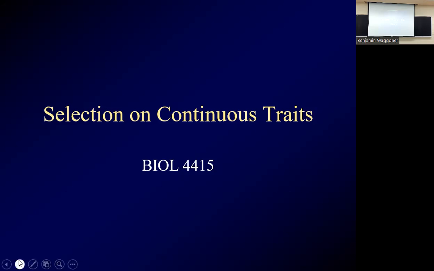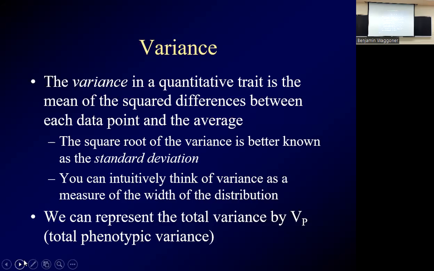And to go farther than that, I introduced the concept of variance, and I'm not actually going to make you calculate this on the exam, but you need to at least conceptually see how this works. The variance in a quantitative trait is the mean of the squared differences between each data point and the mean. The variance is also the square of the standard deviation, or if you want, the standard deviation is the square root of the variance.